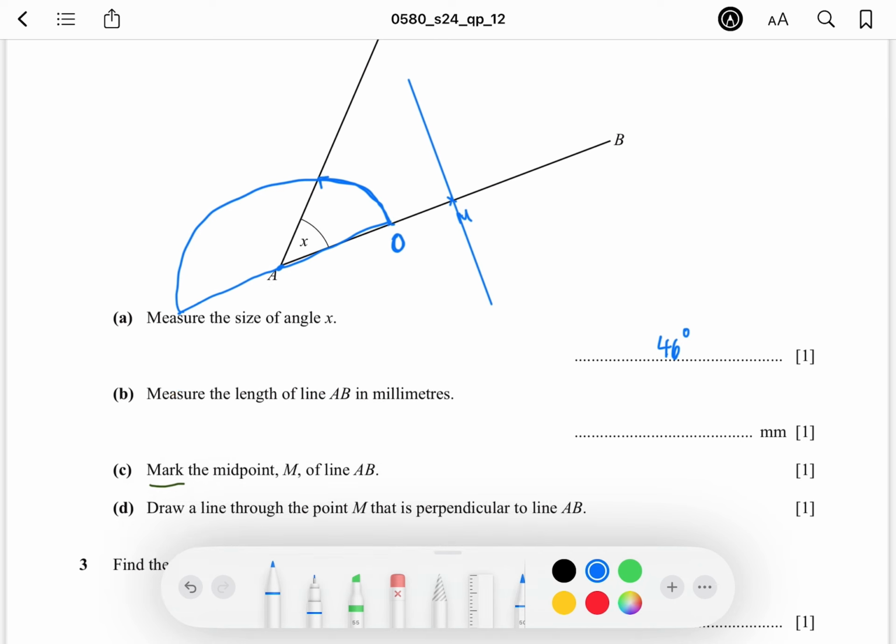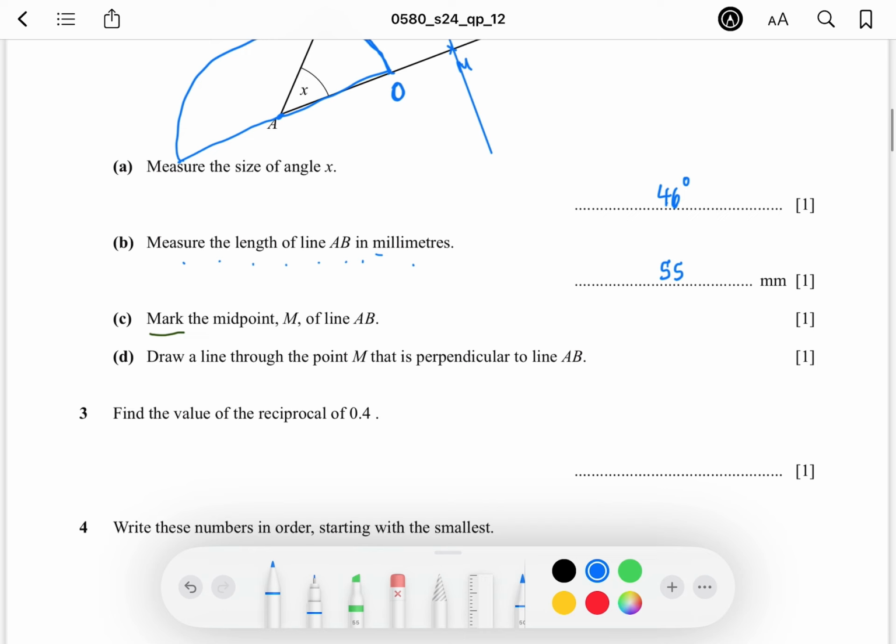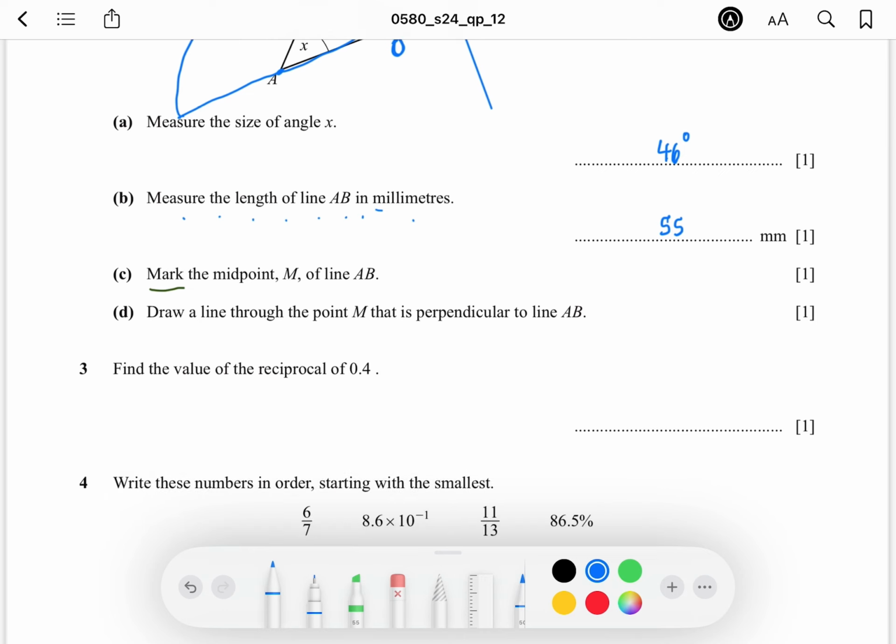Okay, next one, measure the length of line AB in millimeters. Jadinya di sini 55 millimeters. Okay, midpoint of M, draw a line. Okay, next one, value of reciprocal.